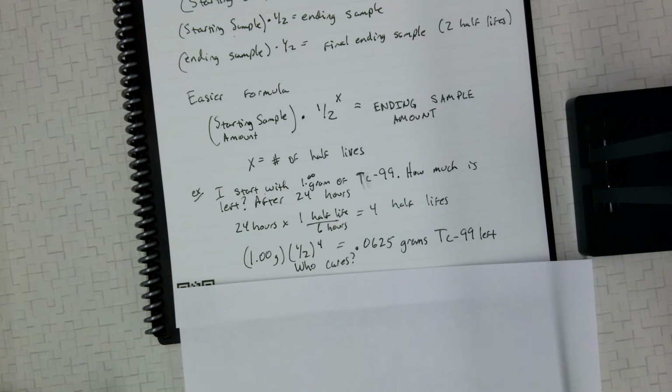This is the basic equation of half-life. We start with an amount. Half of that amount decays, half of it doesn't. The time it takes is basically called the half-life.